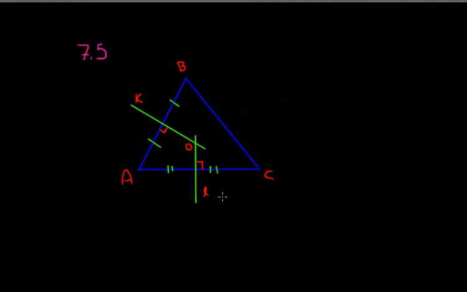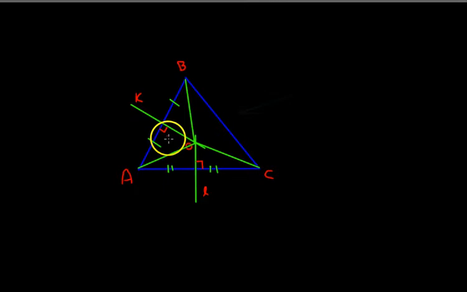Now it says in C, let O be the intersection of K and L. Why must O be on the perpendicular bisector of BC? Let's look at it like this. Since K is the perpendicular bisector of AB, this is equal to this because it is all points that are equidistant. So this point right here, O, is equidistant from A and B.